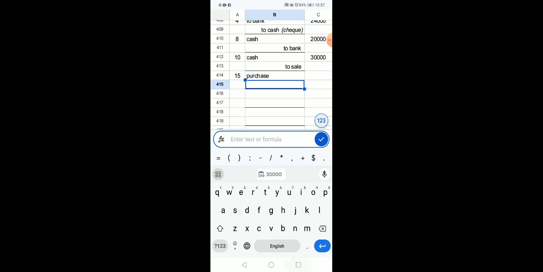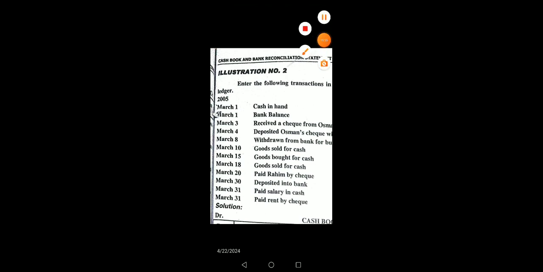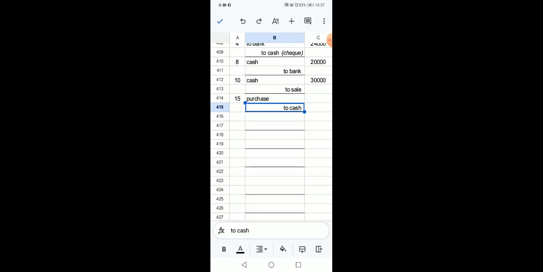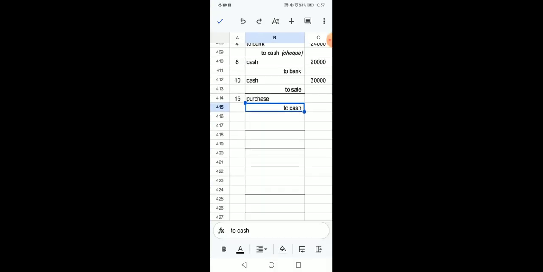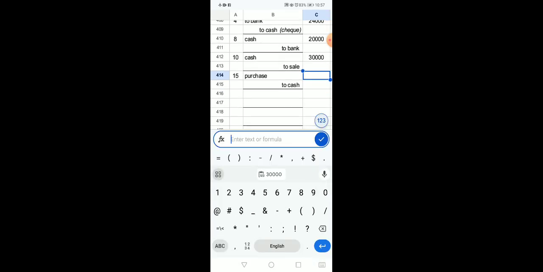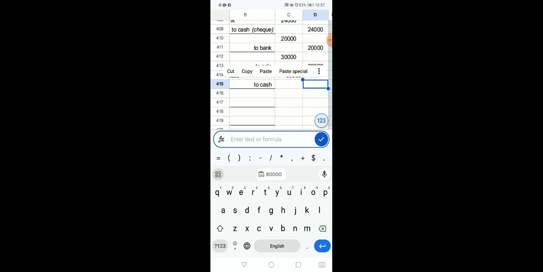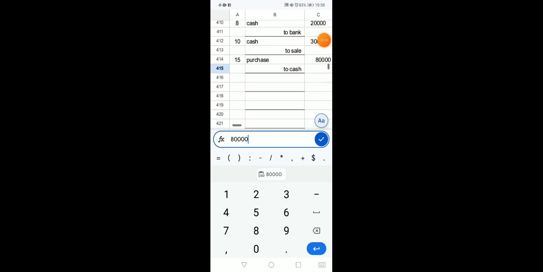When you are buying goods and you have bought these goods for cash, what will be going out? Cash. It means cash in hand is decreasing. Decrease in cash in hand means decrease in asset, which should be credited. So you will mention the name of cash on the credit side. Now let's see how much the amount is for entry number 15. It is 80,000. So you will write 80,000 on the debit side of purchase, and the same you need to write on the credit side. In this way, entry number 15 is completed.